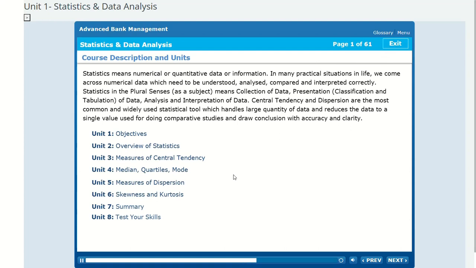Unit 1 Objectives. Unit 2 Overview of statistics. Unit 3 Measures of central tendency. Unit 4 Median, quartiles, mode. Unit 5 Measures of dispersion. Unit 6 Skewness and kurtosis. Unit 7 Summary. Unit 8 Test your skills.